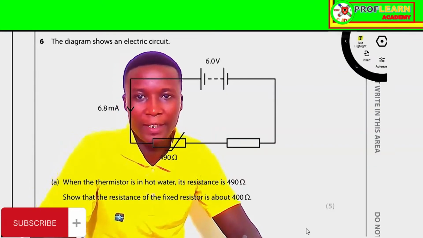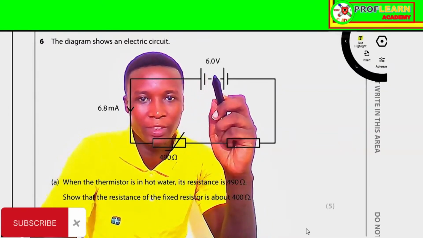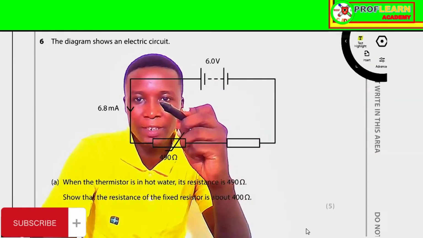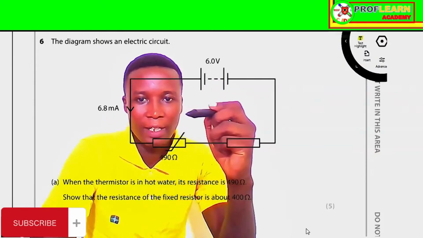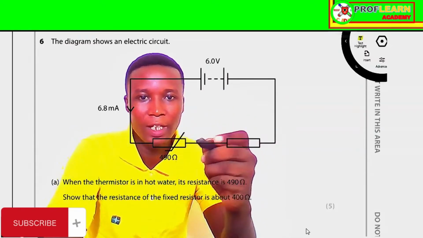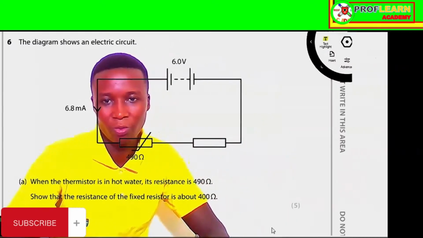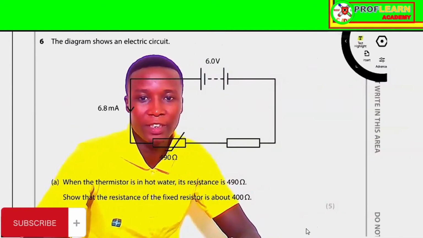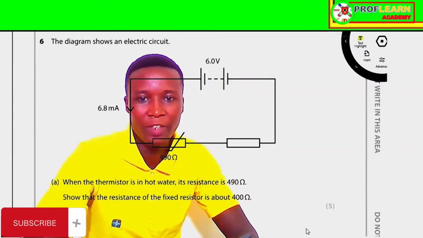The diagram shows an electric circuit, and you can see we have a voltage of 6.0 volts, and the current being supplied in this circuit is 6.8 milliamperes. We are given 2 resistors. One is a variable resistor, which is a thermistor, and we have another fixed resistor whose resistance we don't know. At A, when the thermistor is in hot water, its resistance is 490 ohms, and this is shown here. Show that the resistance of the fixed resistor is about 400 ohms.